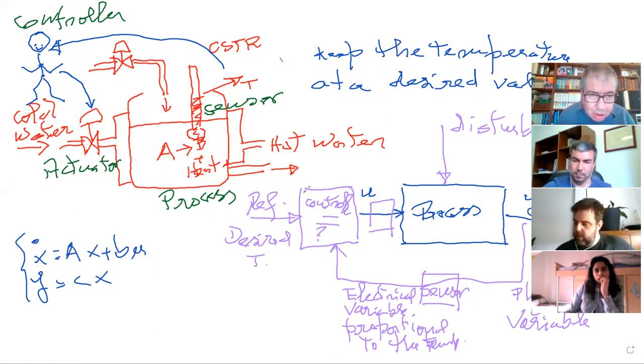If this is a computer and this is an actuator, what device do I need? It's an analog to digital, a digital to analog converter. Okay, so here I have a DA.